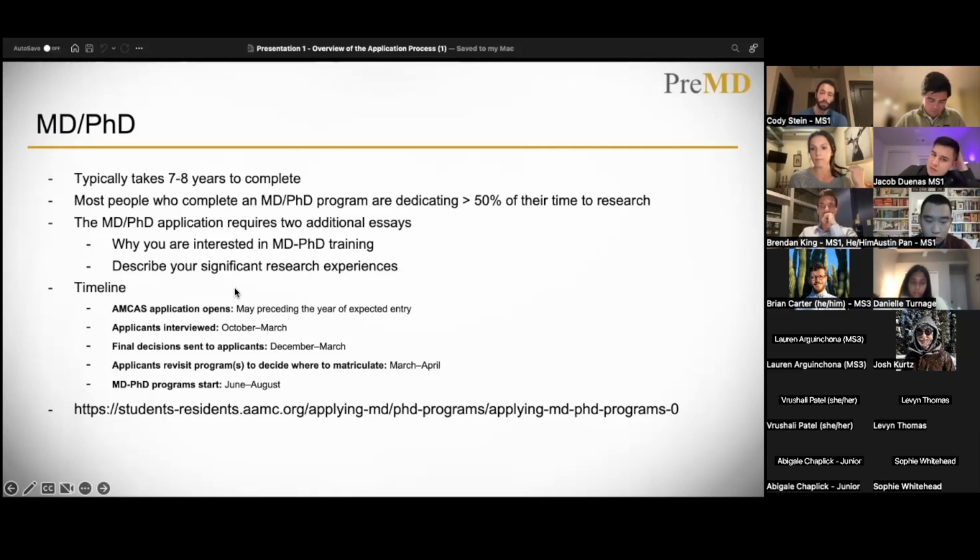And this is the general timeline. As you can see, it's roughly similar to the MD timeline, maybe just with some slight shifts.